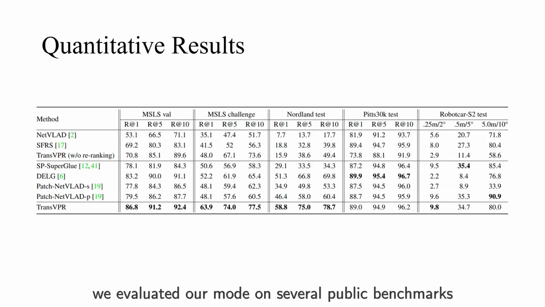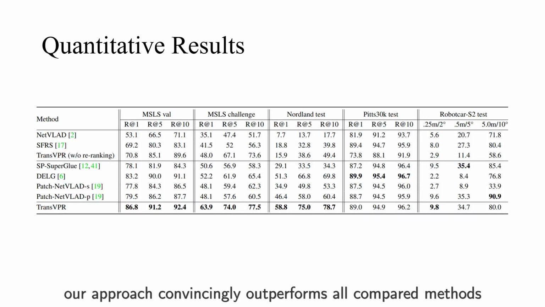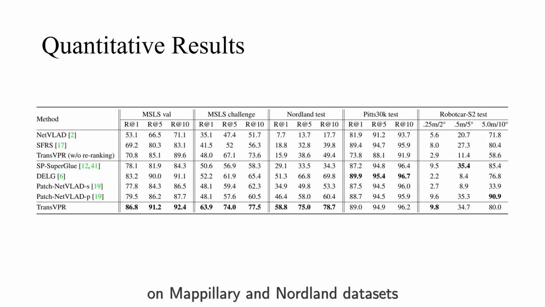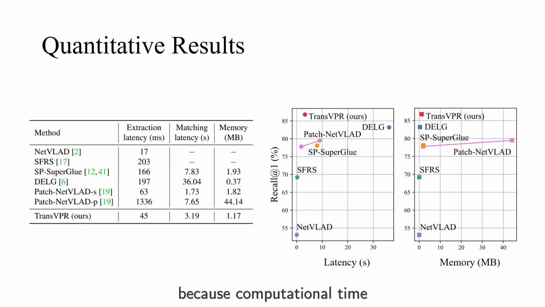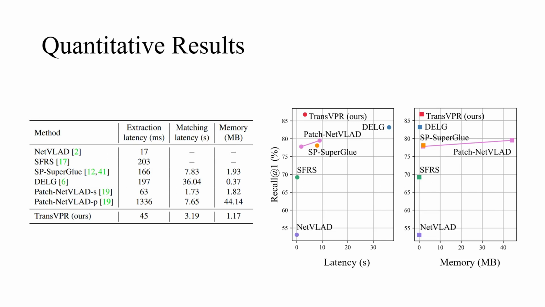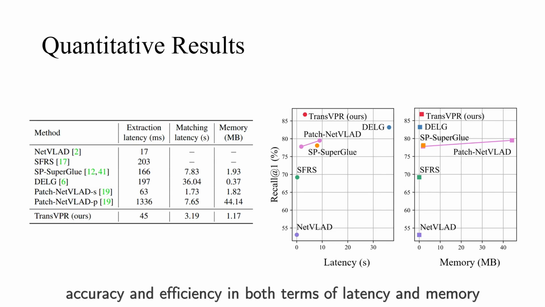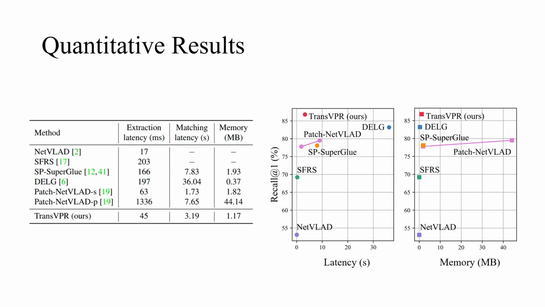We evaluated our model on several public benchmarks and compared against some state-of-the-art methods. Our approach consistently outperforms all compared methods on Mapillary and Nordland datasets by a large margin, and it also achieves competitive results on Pittsburgh and RobotCar datasets. In addition, because computational time and storage requirements are also important considerations for real-world applications, our model achieves a superior trade-off between accuracy and efficiency in terms of both latency and memory.